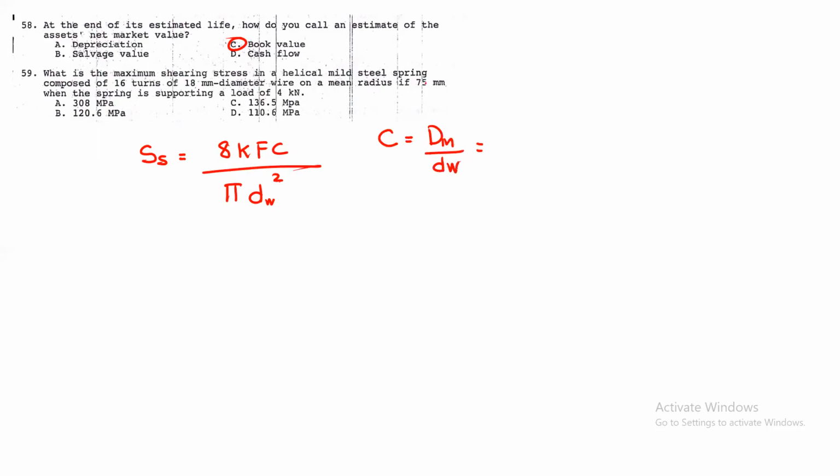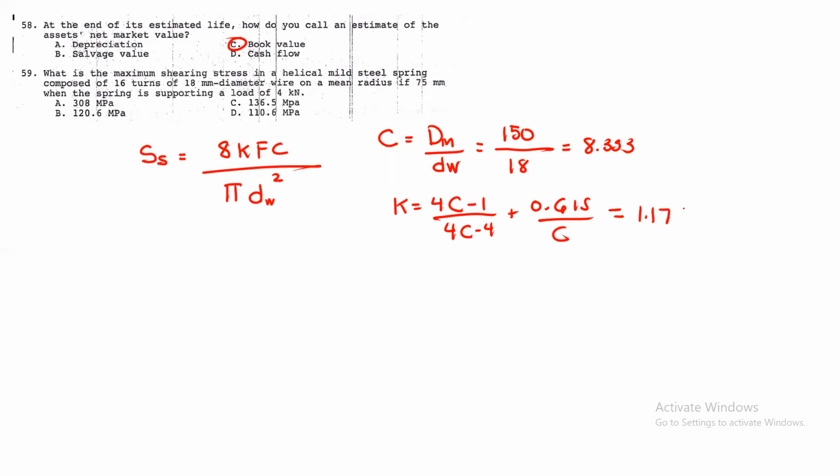So, ilan ba yung mean diameter natin dito? So, 75 times 2 is 150. Divided by wire diameter 18. So, 150 over 18 is 8.333. So, ang K natin is (4C minus 1) over (4C minus 4) plus 0.615 over C. So, pag sinubstitute natin yung C dito sa equation na to, makuha natin is 1.176 and direct sub na natin itong mga to. So, sa ating formula ng shear stress.